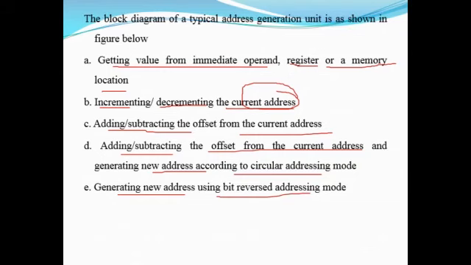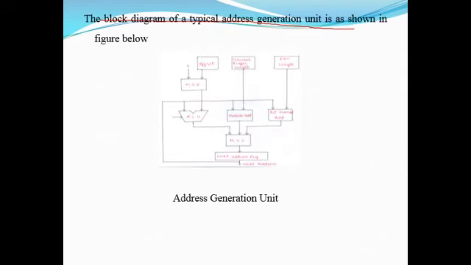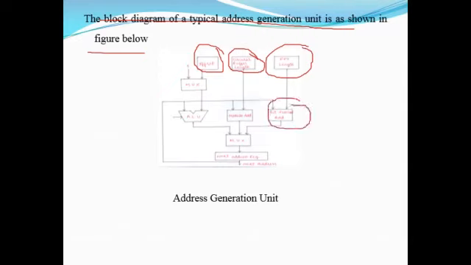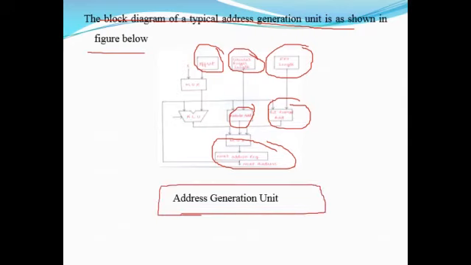The block diagram of a typical address generation unit is as shown below. So this is the address generation unit. We can see that the offset can be generated, the circular buffer length can be identified, the FFT length can be determined, bit reversal addition can be done, modulo addition can be done, and next address generation can also be done. So this is about the address generation unit which is used in this DSP.